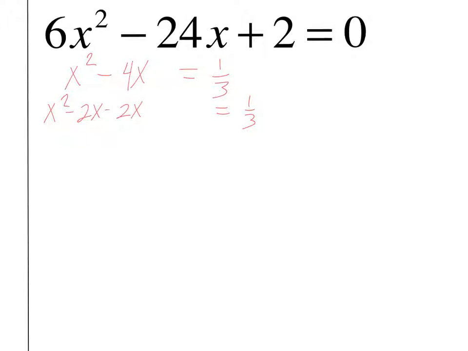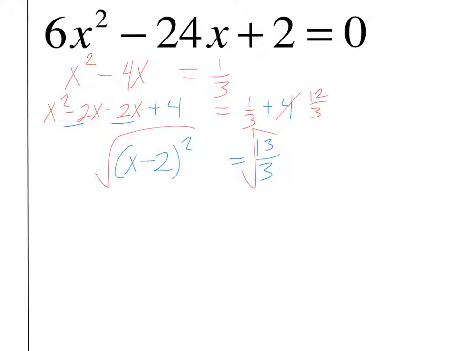And from there, I'm going to add 4 to both sides, because I'm going to multiply negative 2 times negative 2 and get 4. I know that 4 is the same as 12 over 3. I need a common denominator to add things. So this is going to end up being 13 over 3 on the right side. And the left side is going to factor into x minus 2, quantity squared.